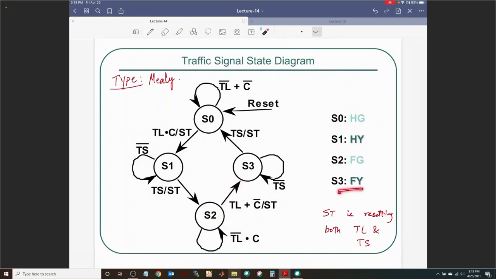S3 is farm road becomes yellow. That means short duration. Okay, so we will stay in S3 only until the short timer pulse expires. As soon as it expires, we will reset the start timer and go back to our default S0 state. You guys see that? Questions about this?